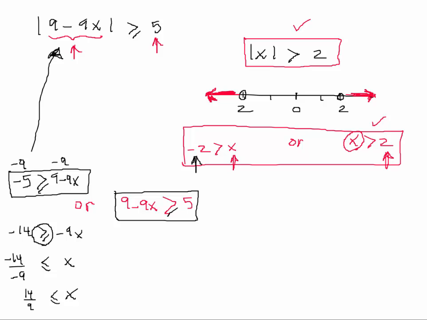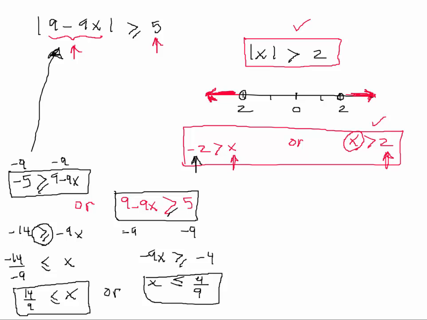And the other one, if I subtract 9 from both sides of the inequality, I get minus 9x greater or equal to negative 4. You can divide both sides by negative 9. I'm just going to change it to 4/9 here right away. So these would be my solutions here, where or means including both of those.